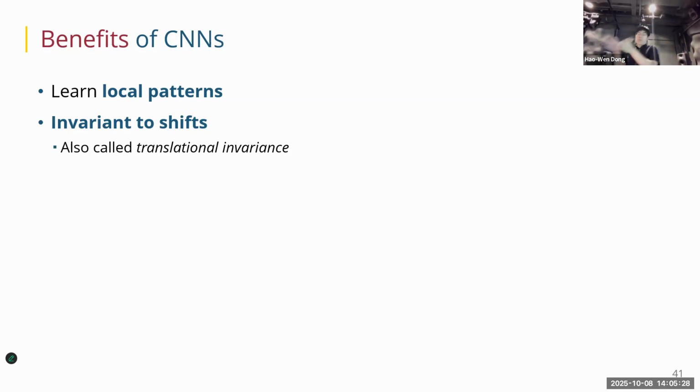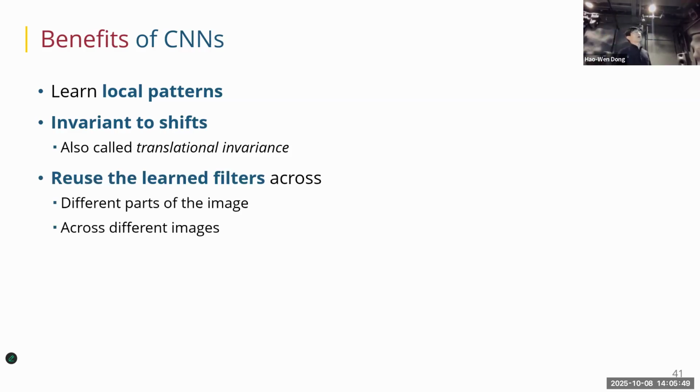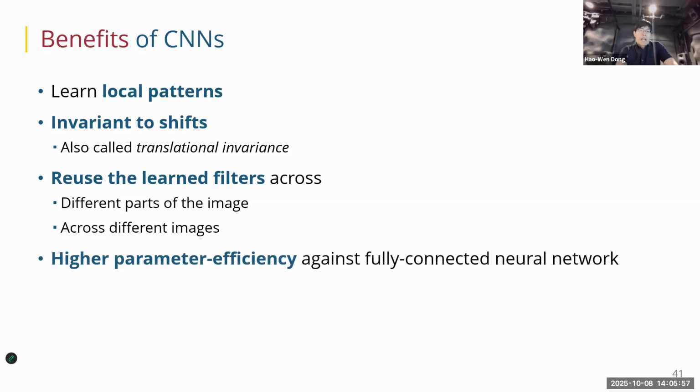In spectrograms, everything should be time independent: this sound could happen in the first second of the audio, or in the second part of the audio, and it should be the same. The piano should sound the same. We just want to reuse the learned patterns across different parts of an image and across different images. That's why we are using CNNs. And the core reason is that they have higher parameter efficiency compared to a fully connected neural network.